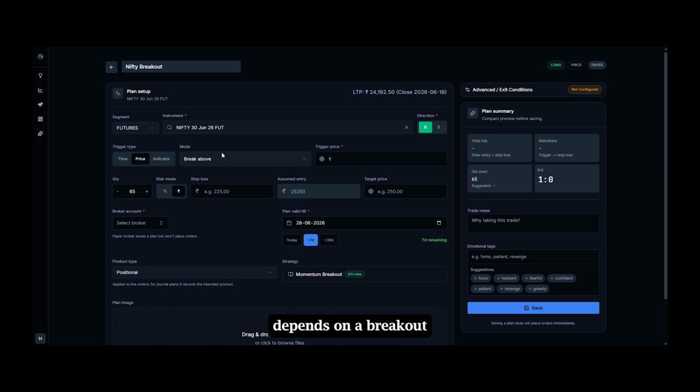Since our entry depends on a breakout above a specific level, we'll continue with a price trigger. Trigger price. We'll enter 25,250 as our trigger price. This means Qbar Trade will continuously monitor the market, but the plan will only become active if Nifty actually trades at or above this level. Until then, nothing happens. If the breakout never occurs, the trade never activates. That's the beauty of planning instead of reacting.